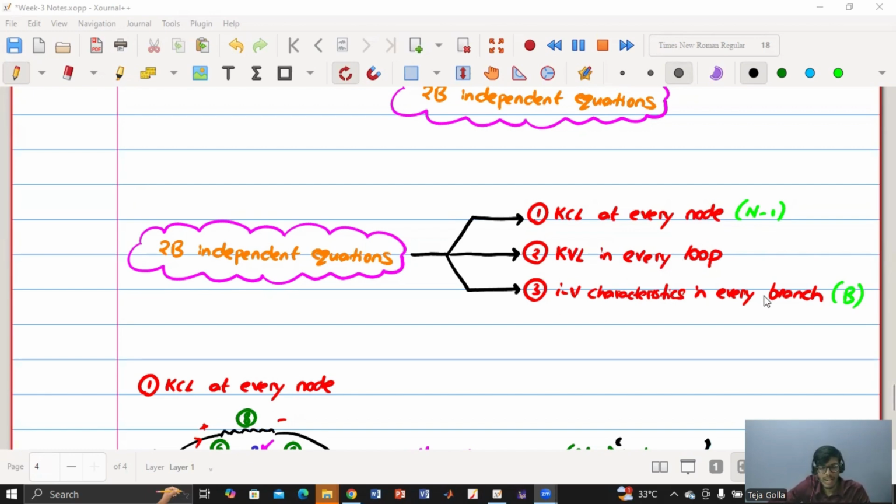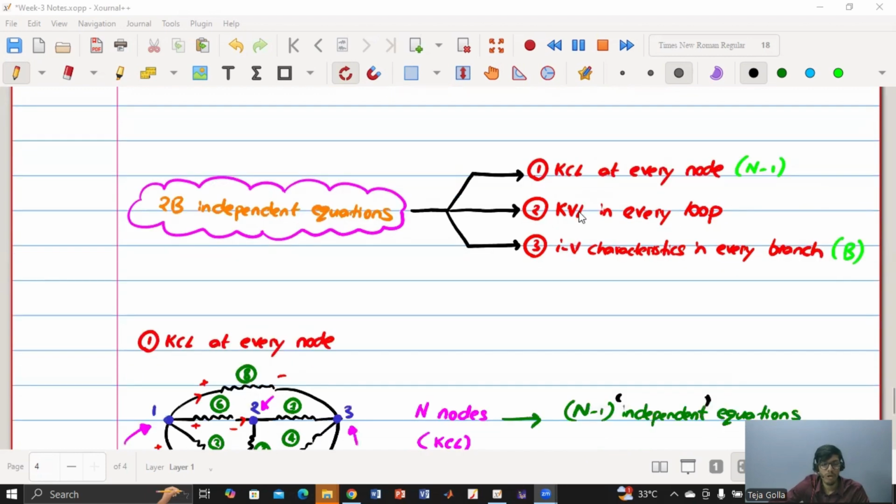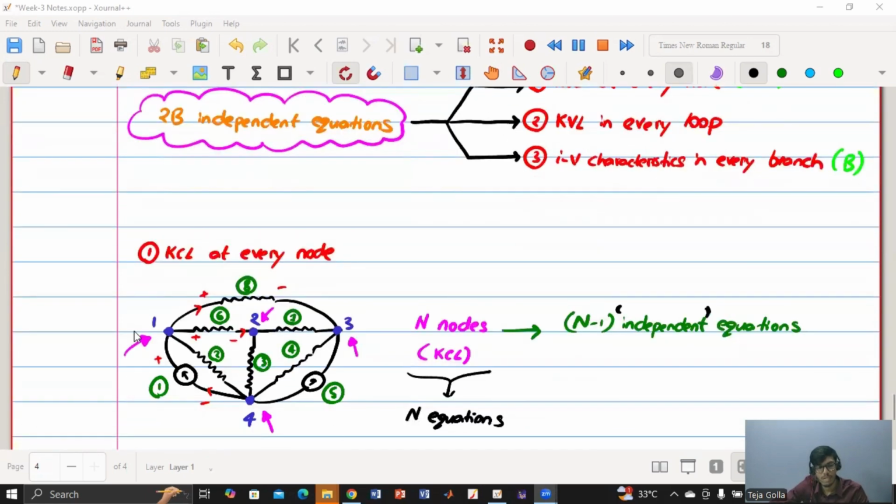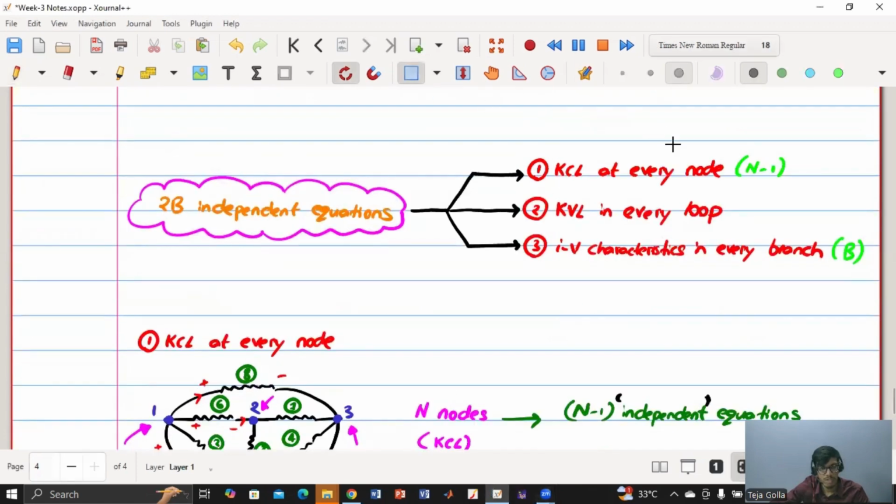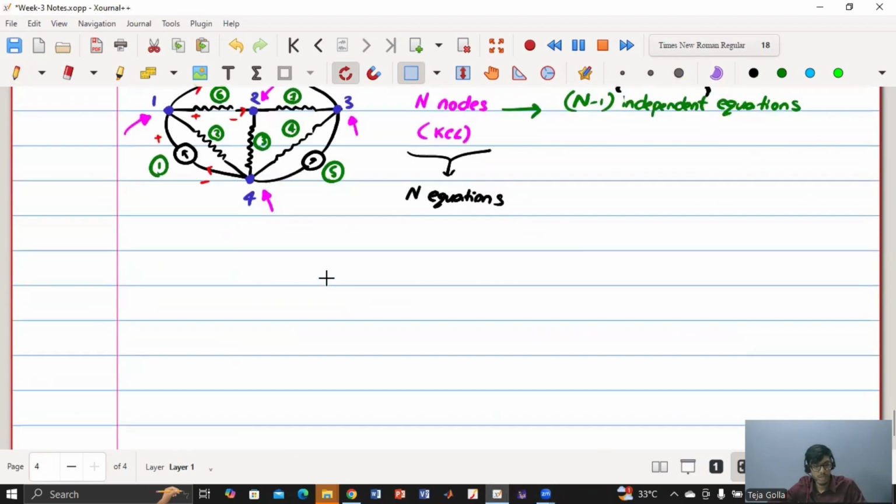So we have IV characteristics in every branch, B equations, and here we have n minus 1 equations. Now KVL is applied in every loop. So how will I know how many loops are there in a big circuit? I can see here there is one loop, here there is one loop, here there is one loop, here there is one loop. But how will I know how many loops there are? For that, some theory called graph theory is applied.